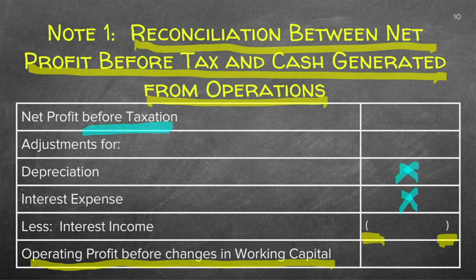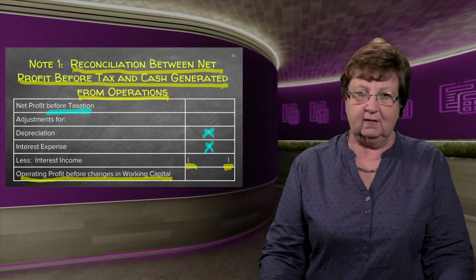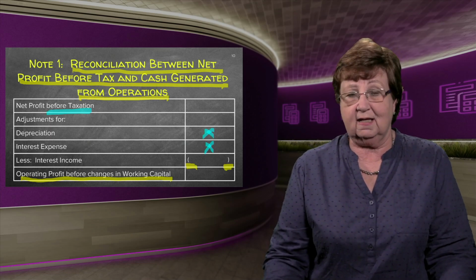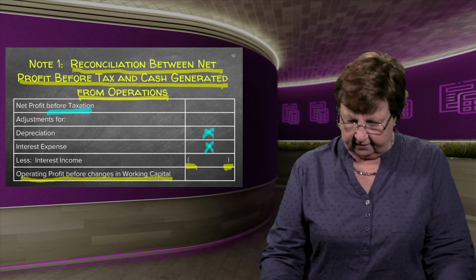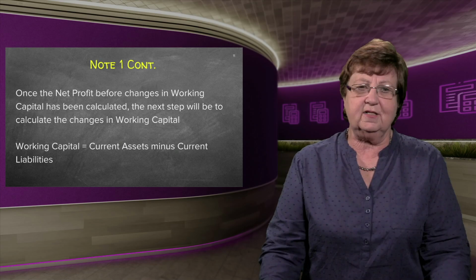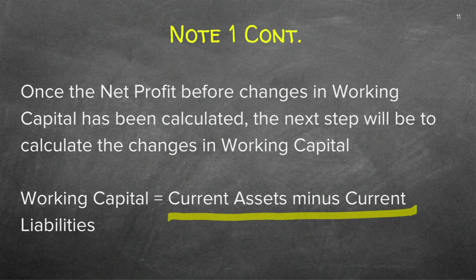What is working capital? I'm taking you back to grade 10 and 11. Working capital is simply my current assets minus my current liabilities. So that will give me my working capital. And so just as a reminder, working capital is current assets minus current liabilities. And so that will be the next step that we will look at.